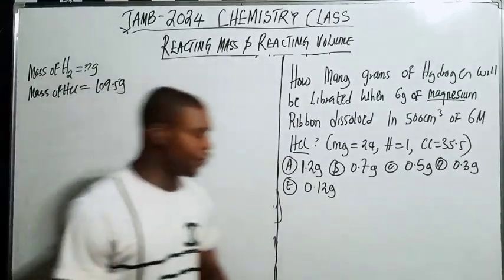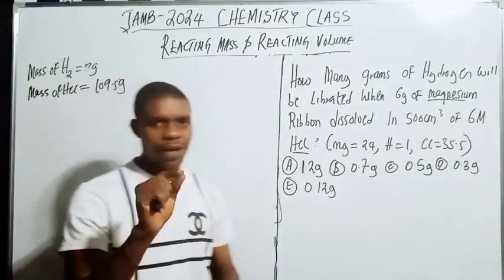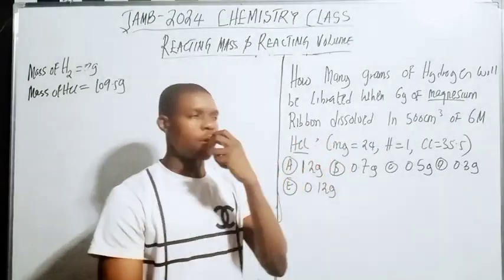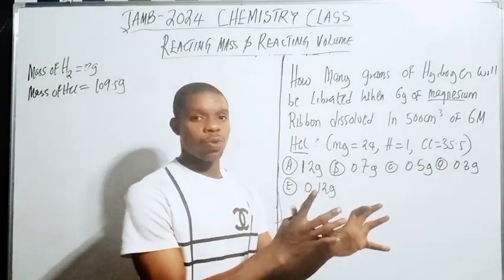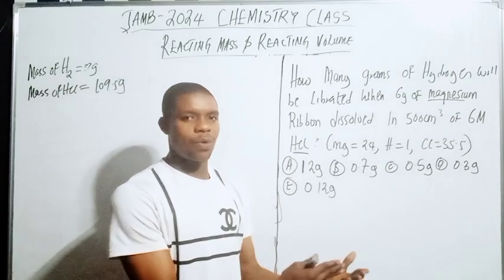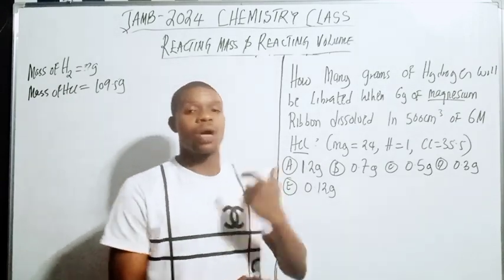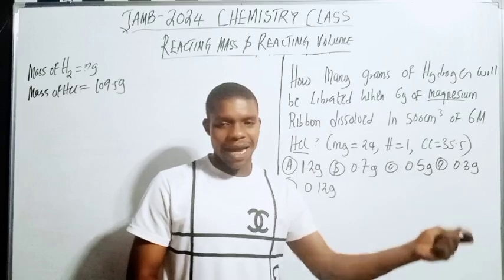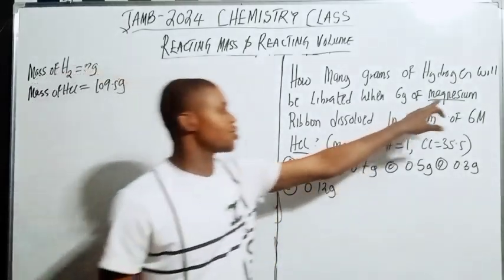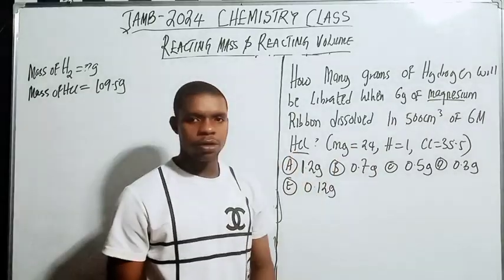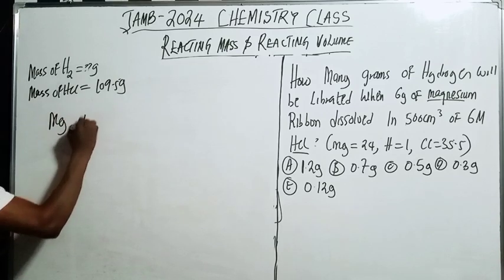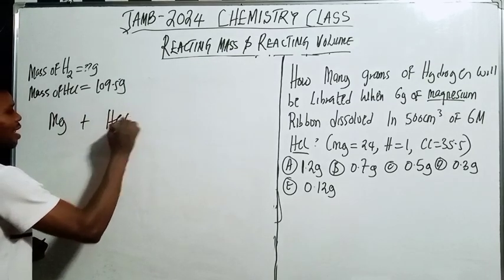So the next thing here, if you check the question, the balanced chemical equation was not given to us. It means that you are the one that will have to write the chemical equation and balance it. So now look at the question again. Magnesium reacts with hydrogen chloride. So that is Mg plus HCl.